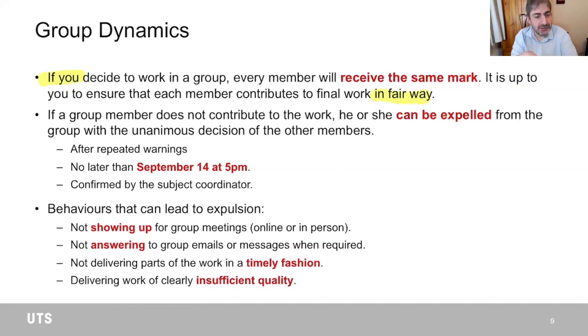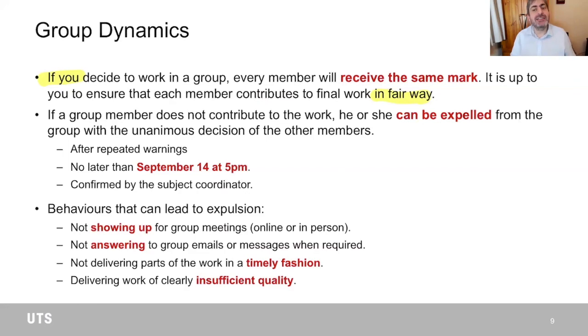So the idea is, yes, you can expel somebody from your group if they don't work, but you need to do it properly, okay? Behaviors that can lead to expulsion are not showing up for meetings online, not answering emails or messages, not delivering stuff that is clearly wrong, etc.